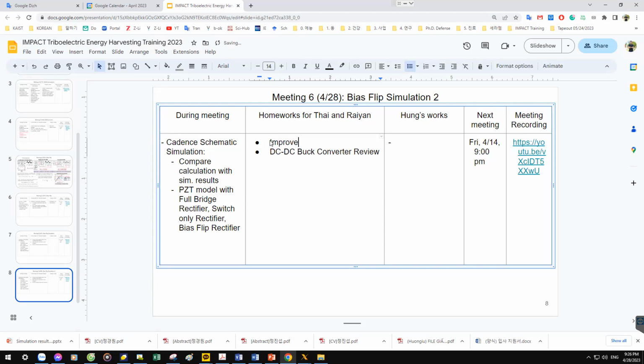You should improve the switch only by changing the switch part parameter. Switch by turn on the gate content.